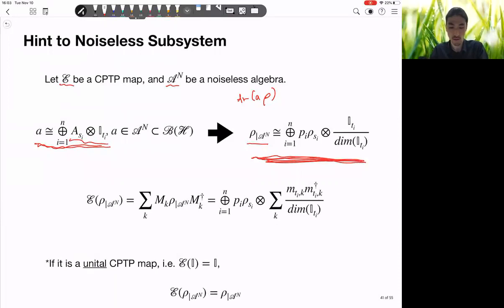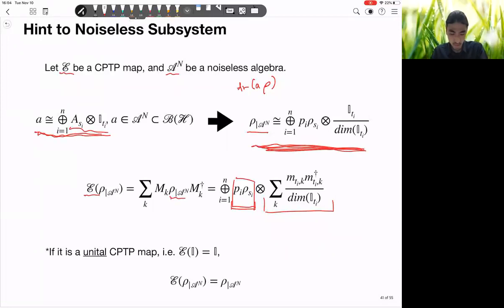So in this case, if you consider the action of the CPTP map on the density matrix here, all the noise only acts on the second tensor factor, not the first tensor factor. So the first tensor factor is left invariant. And if the given CPTP map is unital, then E of rho_AN is left invariant.